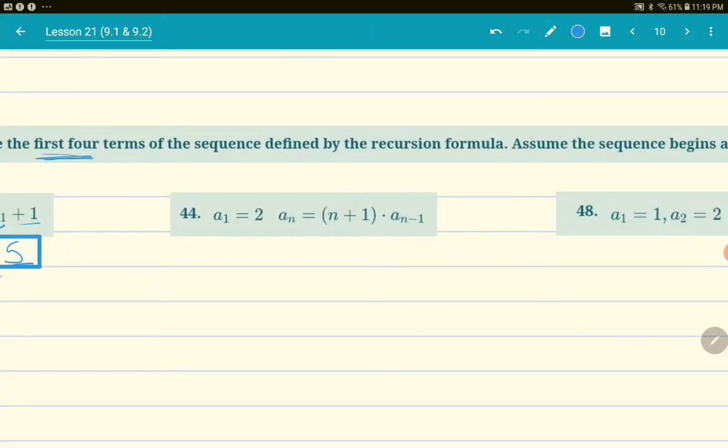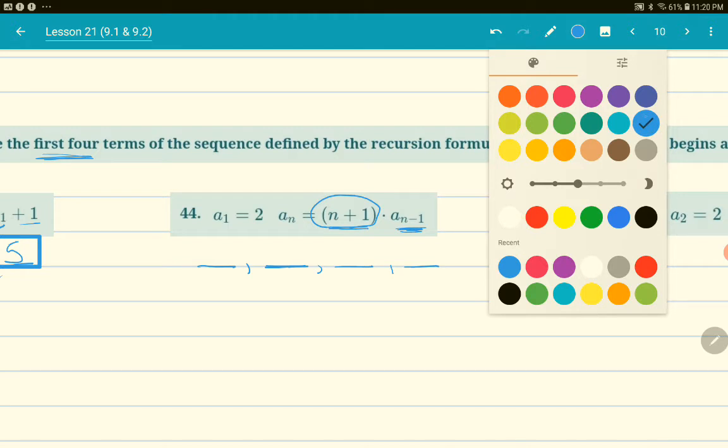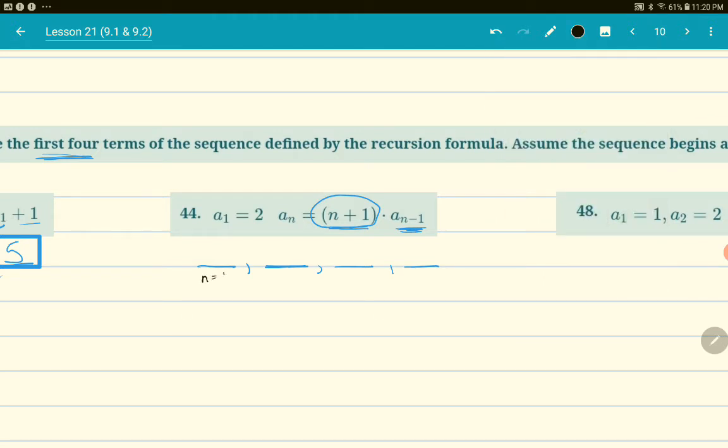Let's go on to 44. In 44, I start with the number 2. And then my next number takes this: it says n plus 1 times a sub n minus 1, which is the number before. Remember here n equals 2. Actually, for this one I'm going to write my 4 blanks because I need to refer to what the number n is. So I'm going to write n below the blanks: n equals 1, n equals 2, n equals 3, n equals 4. Then I can fill in my blanks.